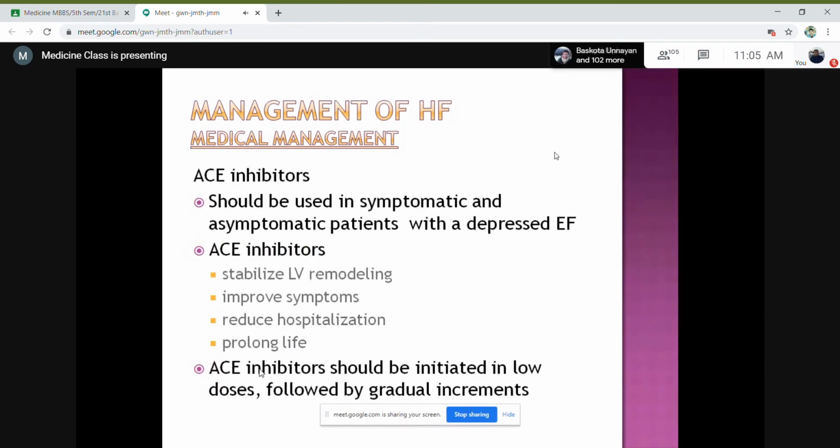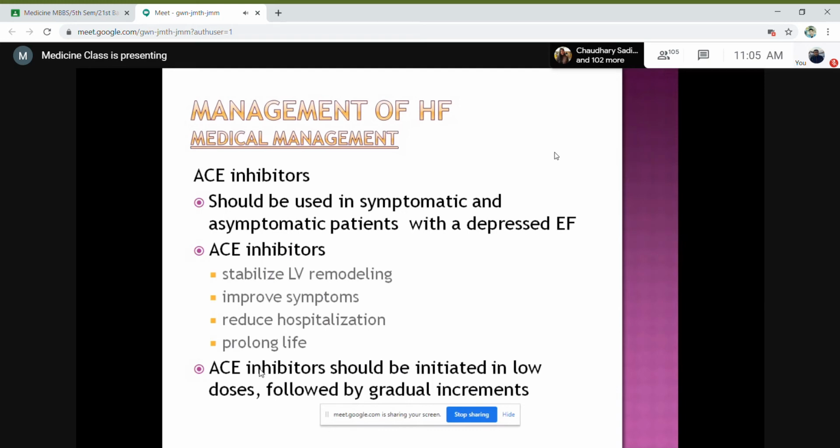The other group of drugs that can be used is ACE inhibitors. They should be used in symptomatic and asymptomatic patients with depressed systolic function. ACE inhibitors and ARBs are the drugs which prevent remodeling, so they have to be used in all patients with NYHA functional class 1 to 4. ACE inhibitors stabilize LV remodeling, improve symptoms, reduce hospitalization, and prolong life.